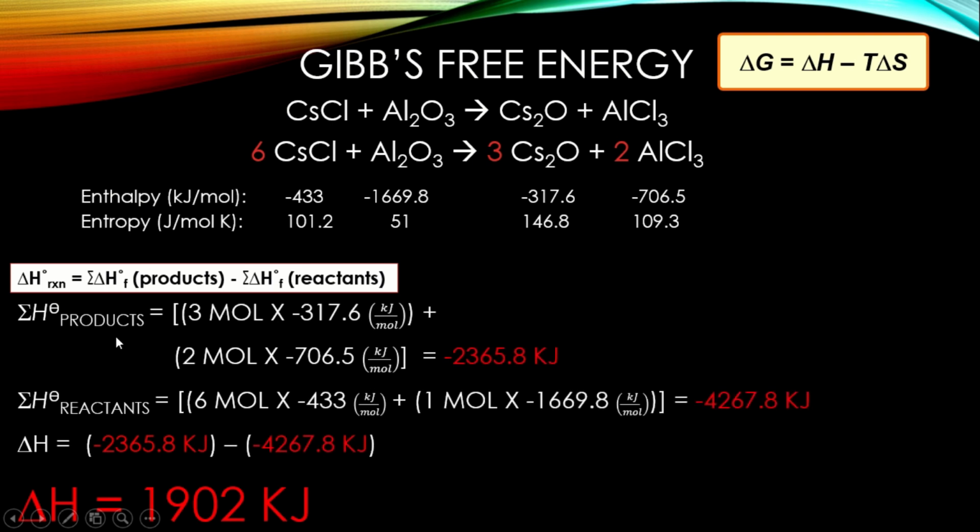So for the product, let us get the summation of the change in enthalpy of formation of the product. This is our product. So 3, so 3 moles. Cs2O, its enthalpy is negative 317.6. So 3 times negative 317.6. Now, we add the product of the next substance. The next substance has a coefficient of 2 moles, so 2 here. Next, our enthalpy value for aluminum chloride is negative 706.5. So times negative 706.5.